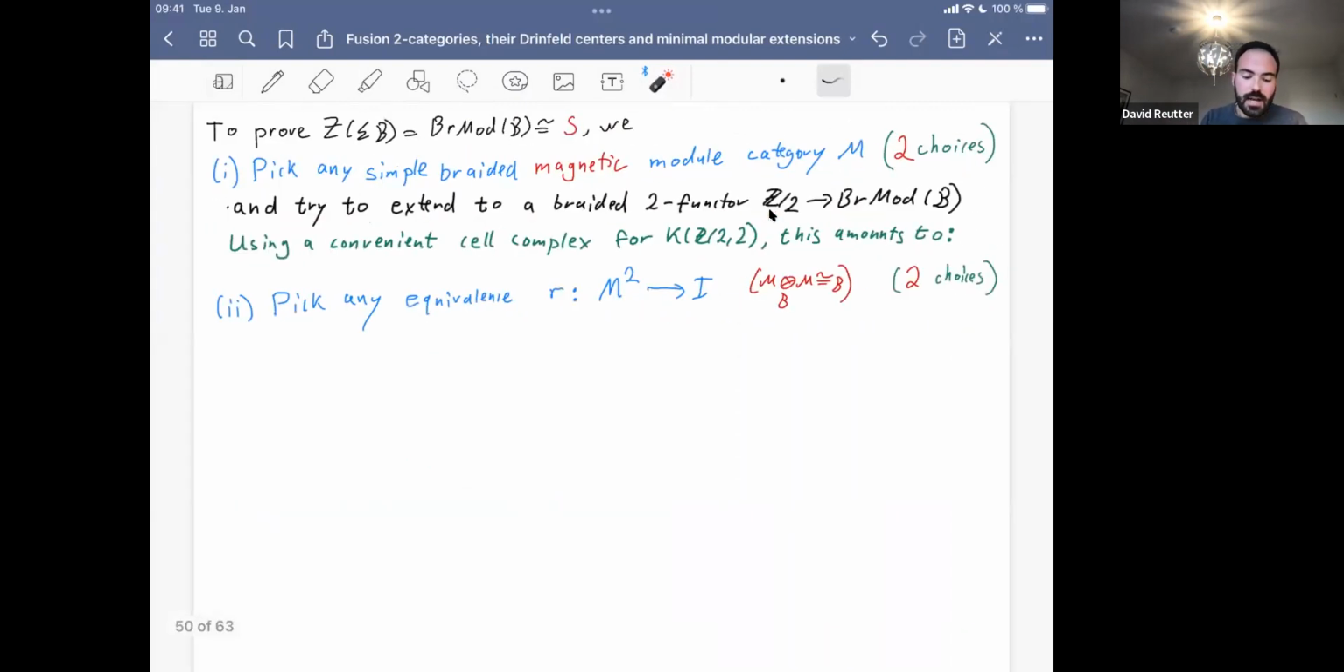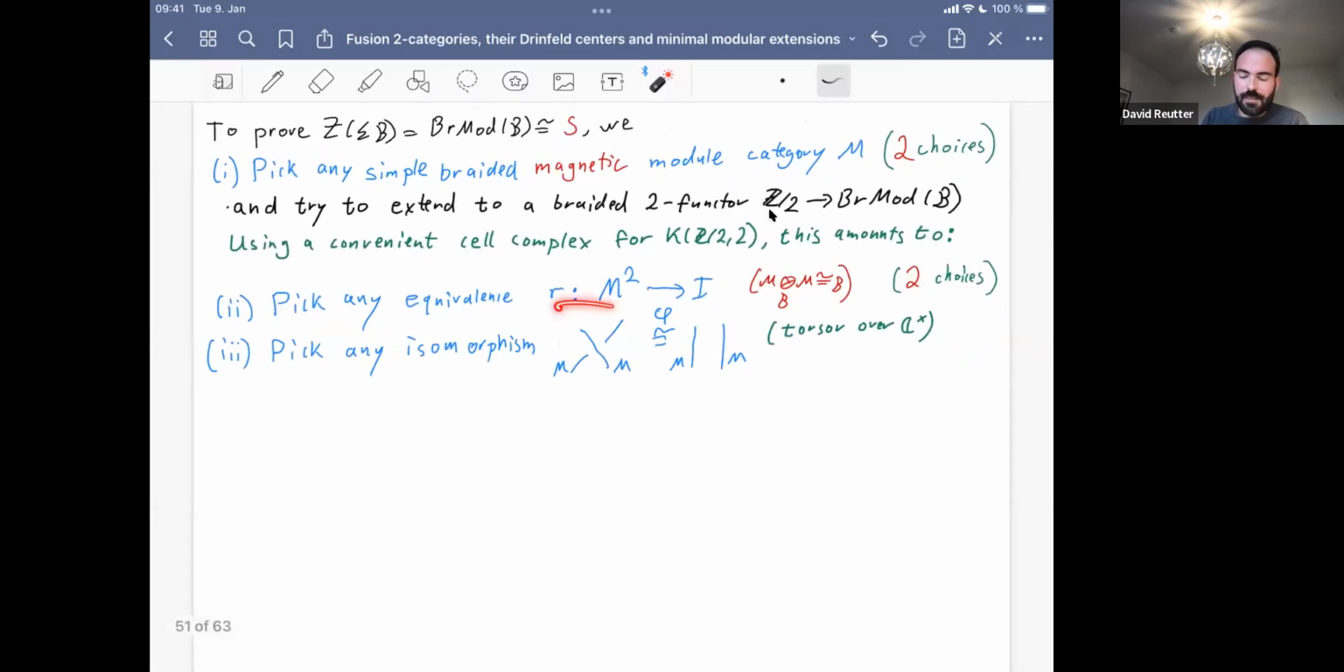So what do we have to do? A good way to figure out what to do is to look at a cell complex for the Eilenberg-MacLane space K(C^×, 2, 2), and then go cell by cell and see what data you have to give. If you do this in a convenient way, you get the following. First, you have to give an equivalence from M squared to 1. In terms of pivotal module categories, this means an equivalence of the pivotal module category tensored over B with itself to B. Again, there are two choices for this.